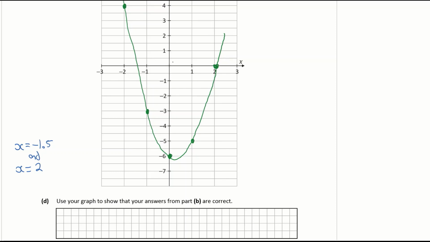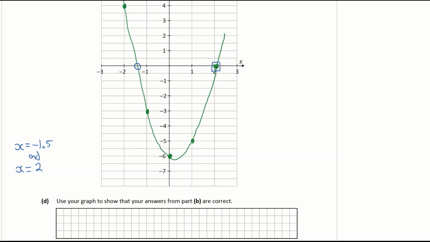So looking at my graph, I'm on my x-axis and going back to minus 1.5. So that looks correct to me. And I'm then going up to positive 2, which is here. So that looks correct to me as well. So it's basically where they cross the x-axis. So I'm basically going to just state that.